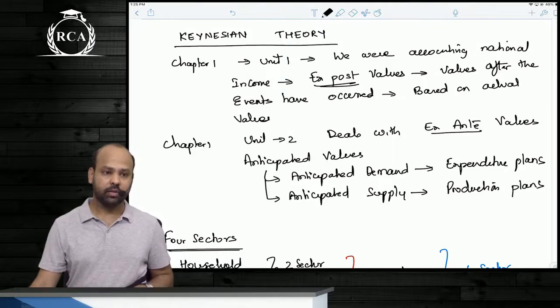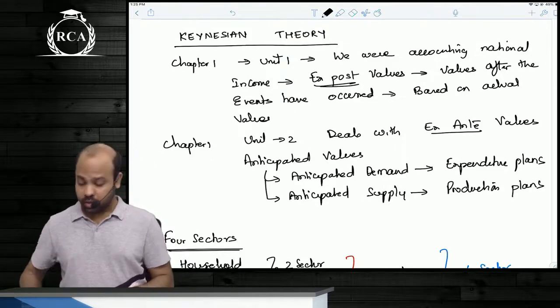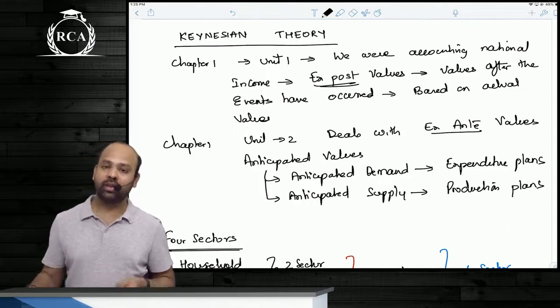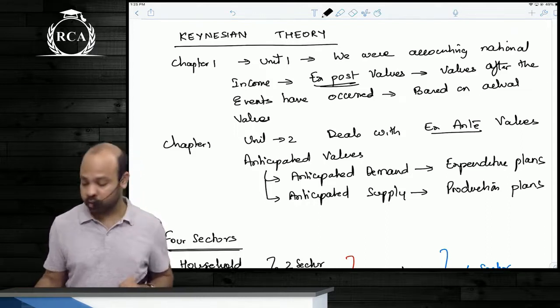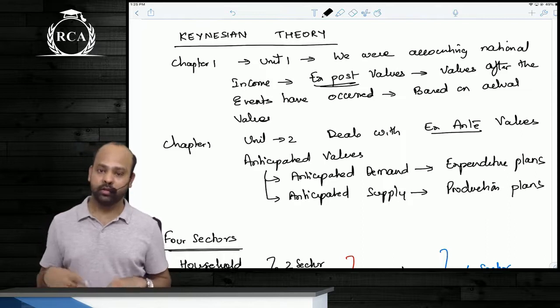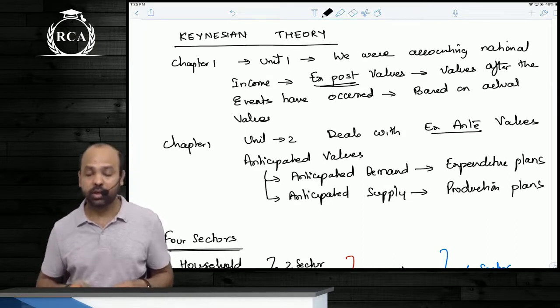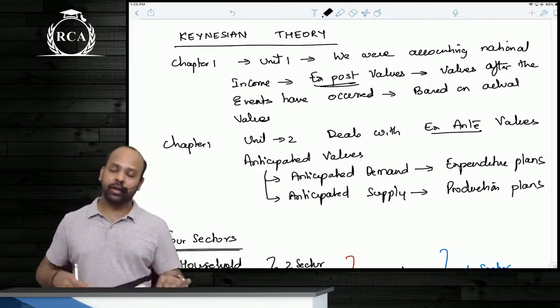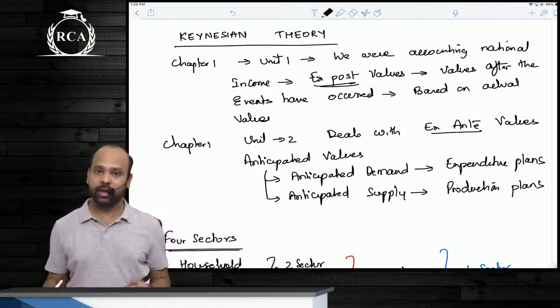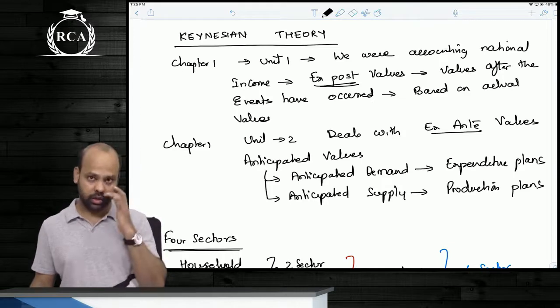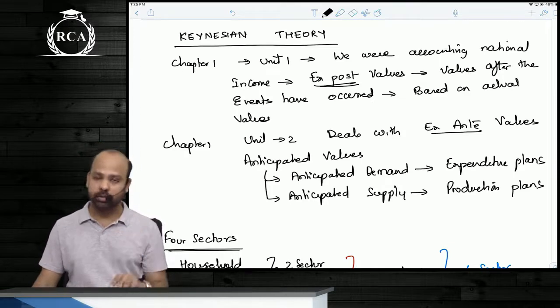Yes, guys, the first thing that I told you is that national income accounting better dealt with ex post values. That is, we were accounting after the events have actually occurred. But this chapter deals with estimated expenditures, estimated supply, estimated demand, which are ex ante values. That is the very first thing that you should know about this particular topic.